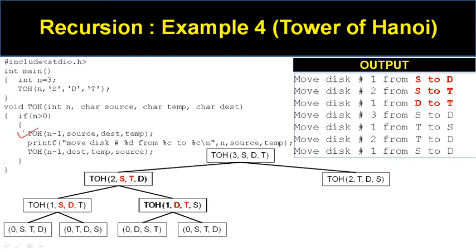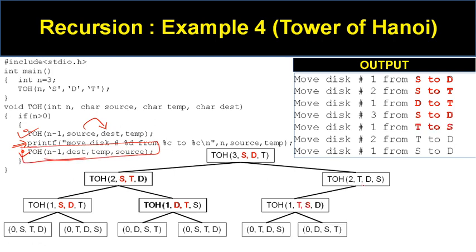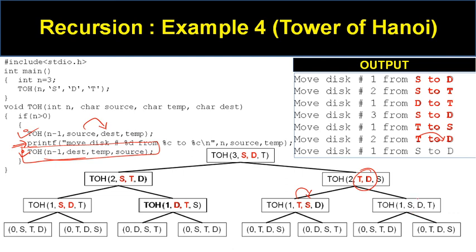Now let's come back to the original one. The original one is source to destination. So that part is printed, and now comes this one. Again this whole thing is repeated for this step. Now you can come back. So temporary to source, then temporary to destination, and then lastly source to destination. So if you follow these steps, all those disks from source will be transferred to destination.